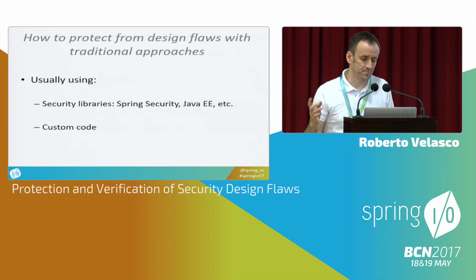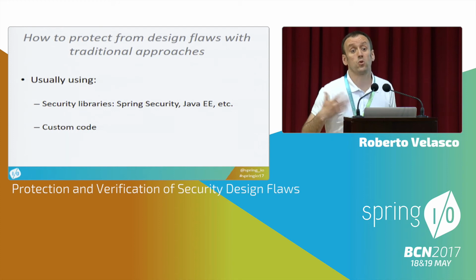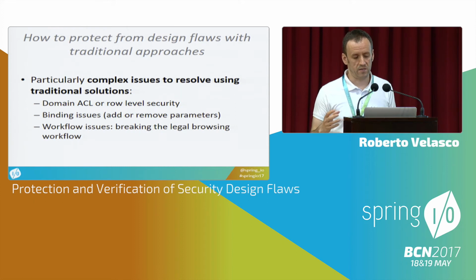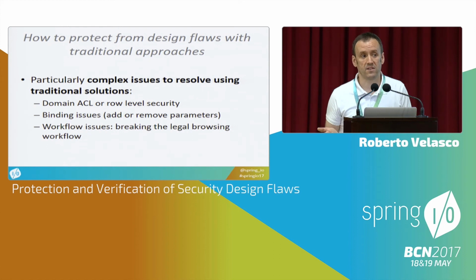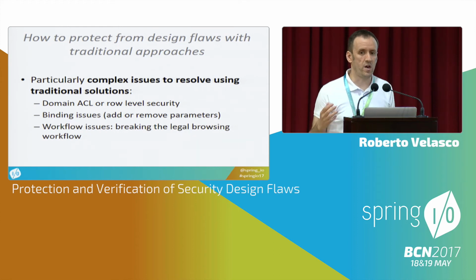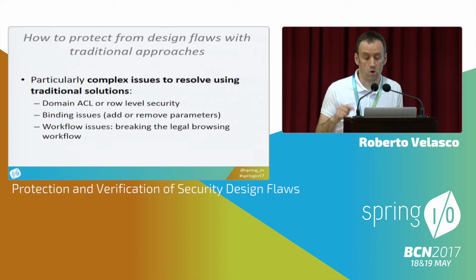And additionally, we add some custom code to implement some business logic validations that our application can require. So even though these libraries and these features can cover a significant part of our needs, there are other specific issues. Now I'm going to talk about just 3 of them that are not easy to handle with these programming models, okay? For instance, the first one, row-level security.